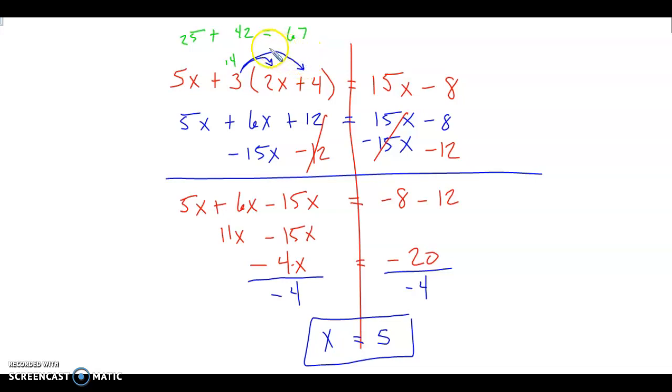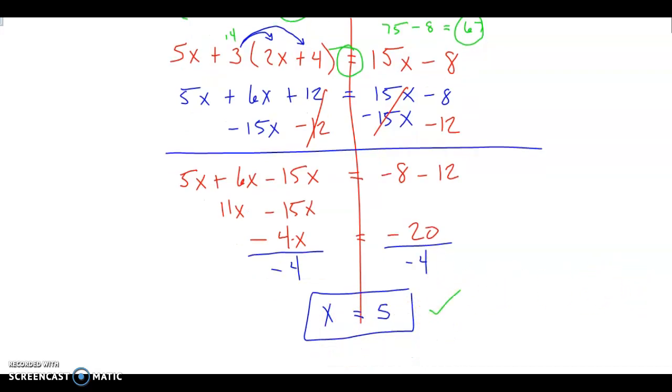Can always go back and double check it, I could be wrong. Let's see, 15 times 5, that gives us what, 75? Right, 75 there, and then minus 8. So 75 minus 8 gives us 67. So it does. This side, whenever x equals 5, equals 67. When x equals 5 over here, it equals 67. Those two numbers are equal to each other. So the x that makes this statement true is x equals 5.